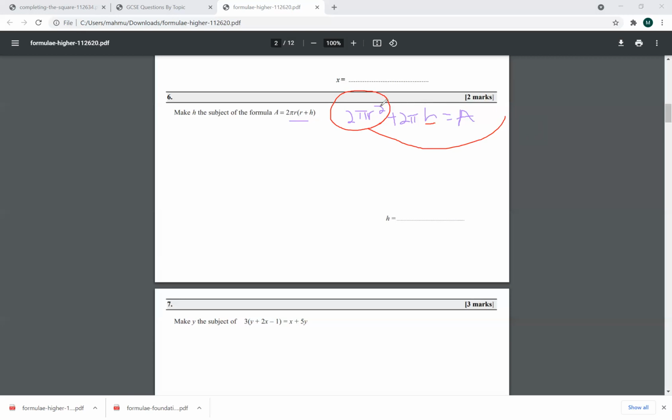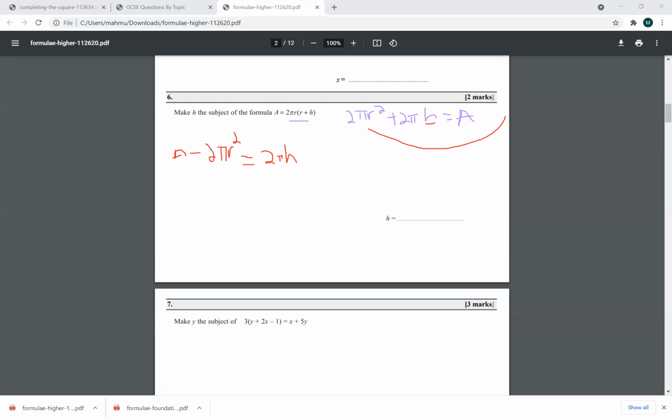You're not separating anything here. They're not asking you to separate anything here. So here, all you're going to have is a minus 2 pi r squared. But they're not asking you to separate the r, equals 2 pi h. The reason it's minus is because there was a plus in front of it. We took it to the other side. Now rearrange it, please. Make h the subject.